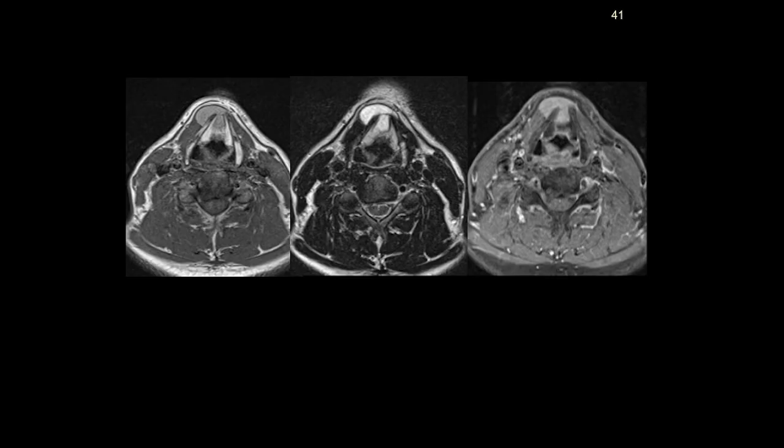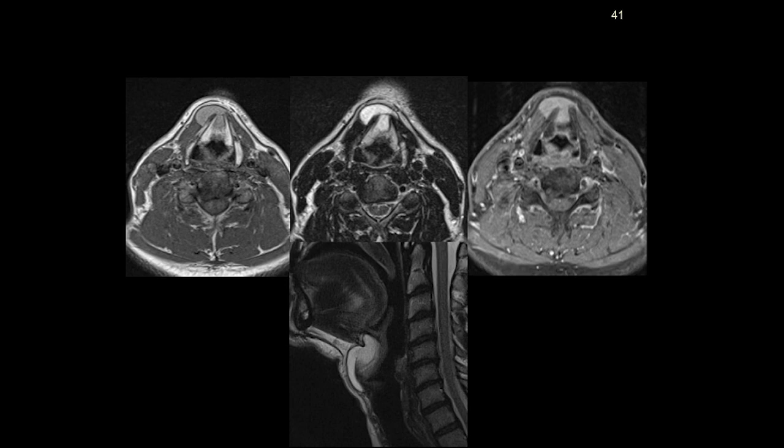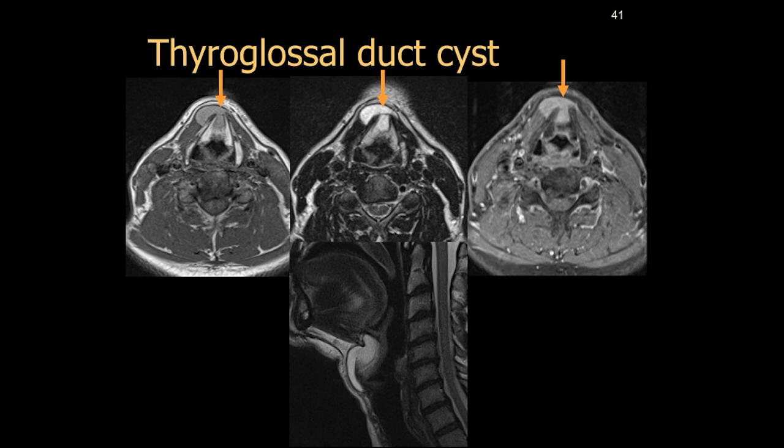This is a lesion we commonly see incidentally on scans, a cystic midline lesion at the level of the hyoid bone and thyroid cartilage. It is hyperintense on both T1 and T2. It is embedded within the strap muscles, and there is some deep extension into the preepiglottic space. You can see it on the sagittal images as well, and the appearances here are typical for a thyroglossal duct cyst.